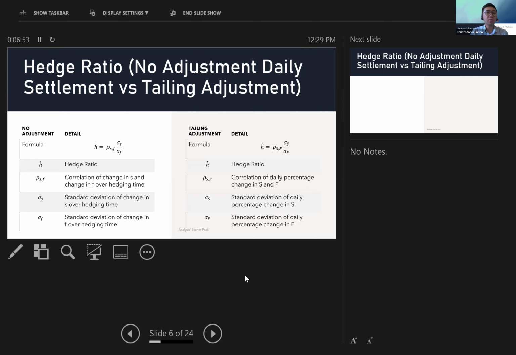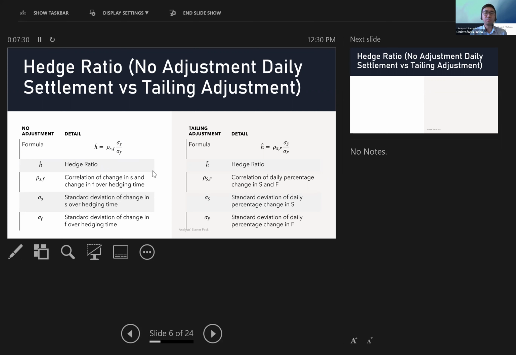So for example, if there is no adjustment on daily settlement, so you just know the differences between time zero and the time of maturity, you can use the first formula of the hedge ratio, which is basically the correlation of the changes in spot and in the futures over the hedging time, multiplied by the standard deviation of the changes in spot price over the hedging time, divided by the standard deviation of the change of the futures over the hedging time.